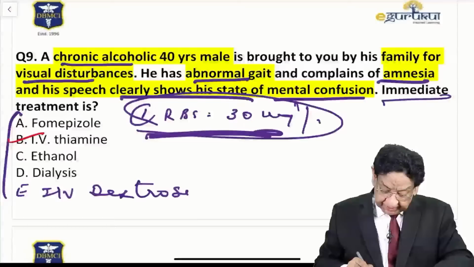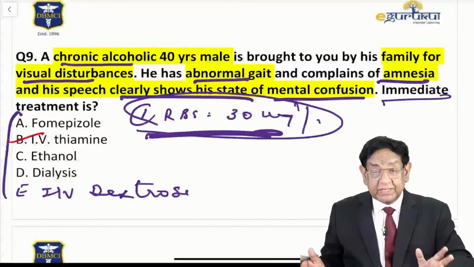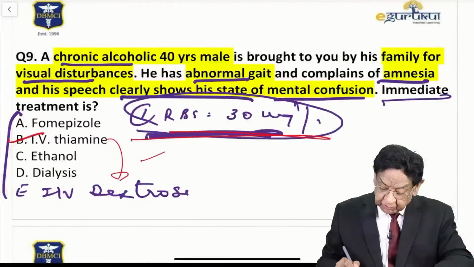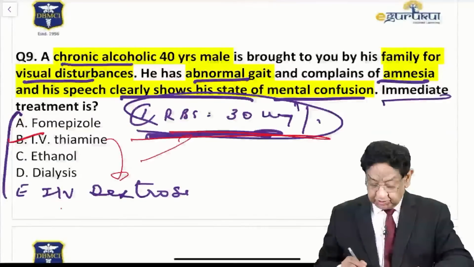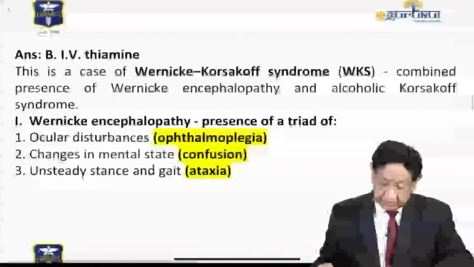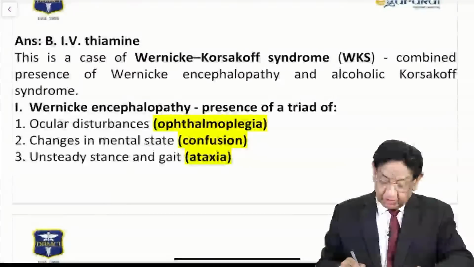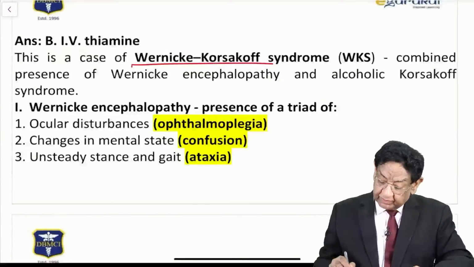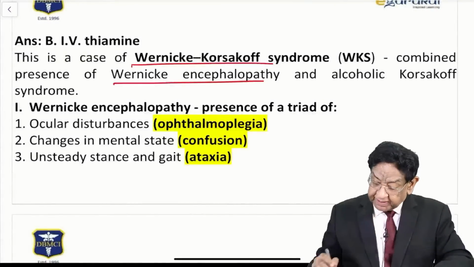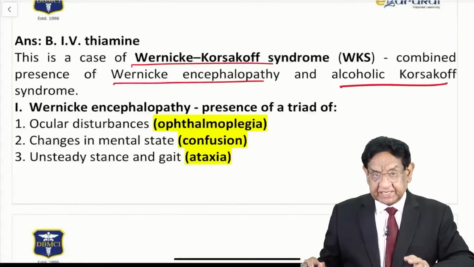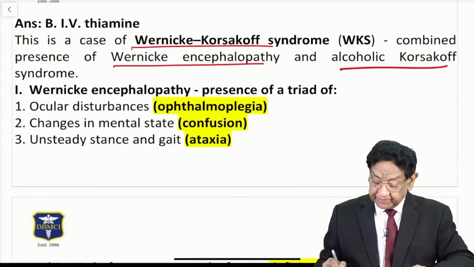The answer is IV thiamine. Even with low sugar, first you give thiamine, then you give dextrose in this scenario. If you give dextrose alone, it is definitely going to precipitate more of the problem for which the patient has come to us. So IV thiamine is the first thing we give, because this is a case of Wernicke-Korsakoff syndrome, combining Wernicke's encephalopathy and alcoholic Korsakoff syndrome, again a big topic to discuss. Briefly, Wernicke encephalopathy needs a triad of ophthalmoplegia, confusion and ataxia.